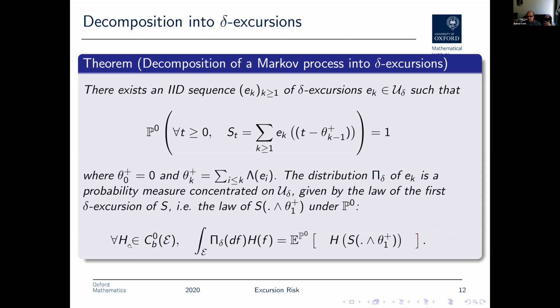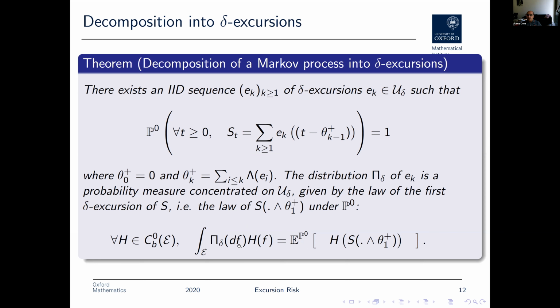And so now if I have any quantity which can be expressed as a function of excursions, for example, h can be the maximum height of an excursion, the duration of an excursion, any property of excursions h. Well, its expectation with respect to the law pi delta is nothing else but the expectation under P0 of h computed along the process stopped at θ1 plus. So this is exactly the description of pi delta.